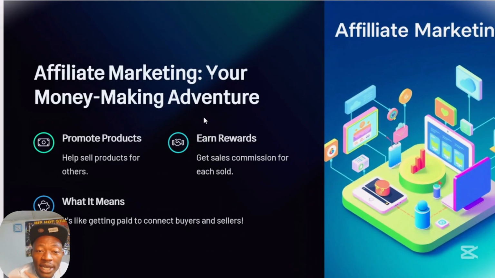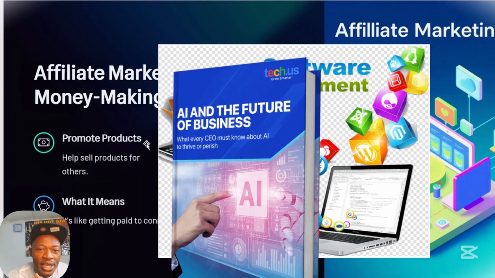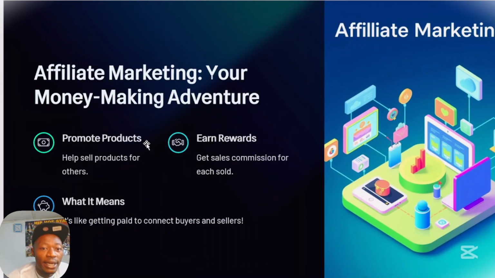Okay, your money making adventure. Number 1, you have to promote products, either digital or physical products. Digital products, I mean like software, like ebooks, like PDFs. These things are called digital products. And then physical products like your laptop, your iPhone, your desktop, and the rest of them, this is called physical products.